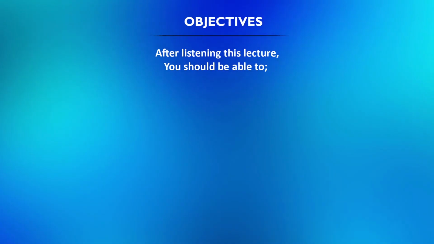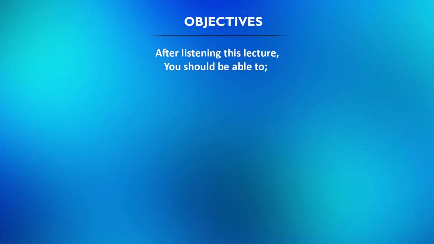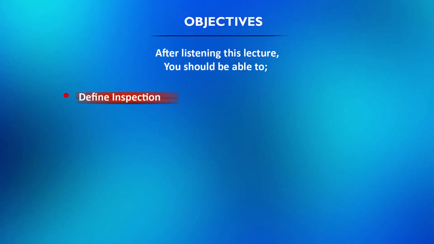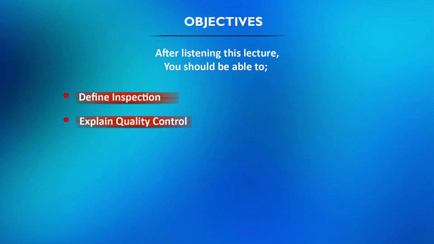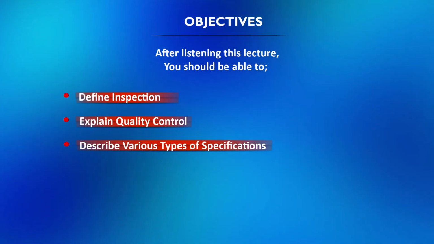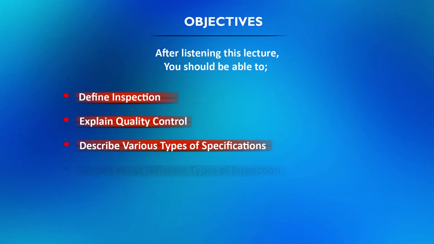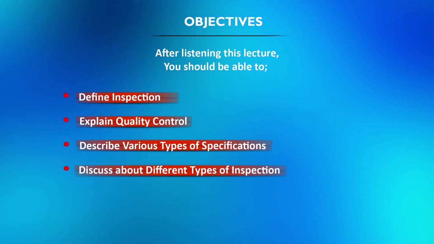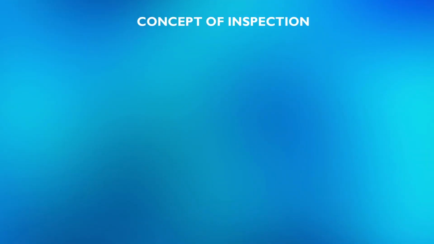Objectives. After listening to this lecture, you should be able to define inspection, explain quality control, describe various types of specifications, and discuss different types of inspection.